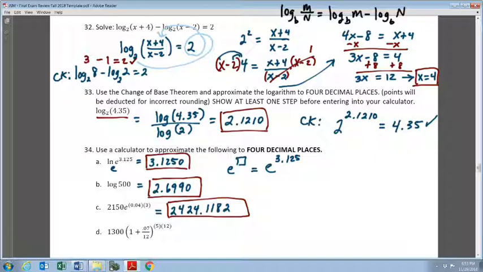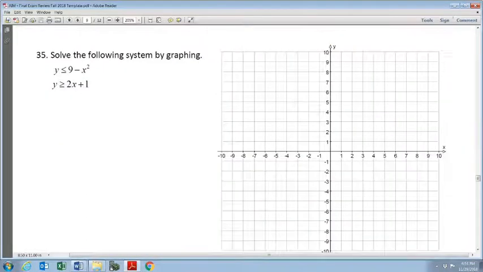The last one, similar to C, you're going to have to be careful how you put that in. You're going to put in the 1300, parenthesis 1 plus 0.07 divided by 12, close parenthesis, and then you'll put your caret symbol and 5 times 12 in parentheses, or you could just say to the 60th power. So just be careful how you put that into the calculator. You should get 1,842.9128. All right, let's move on to number 35.